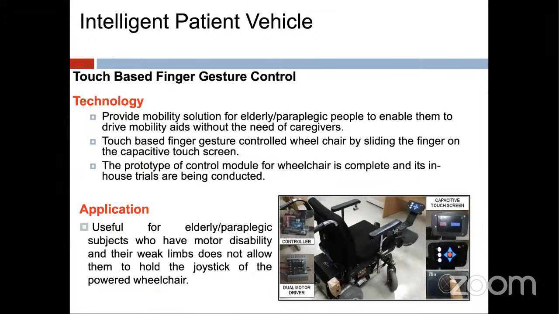This is a touch-based finger gesture control, and it is good for the mobility of elderly or paralytic patients. They can drive this using their touch or finger gestures. Those whose limbs are not properly working, this chair can help in their movement.